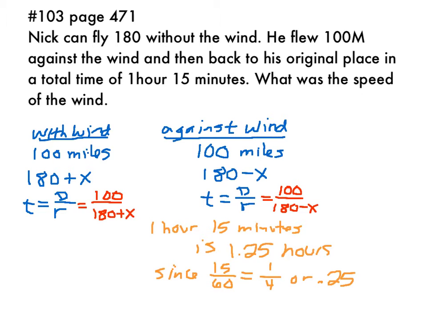So I set up this problem so the time, which is equal to distance over rate, for with the wind is 100 divided by the rate, or 180 plus x. And against the wind, it is 100 over 180 minus x. The last piece of information we need is that we can't really work with 1 hour and 15 minutes, so we have to change it to 1.25 hours. I got that because 15 minutes out of 60, when you reduce that, is 1 over 4 or 0.25.